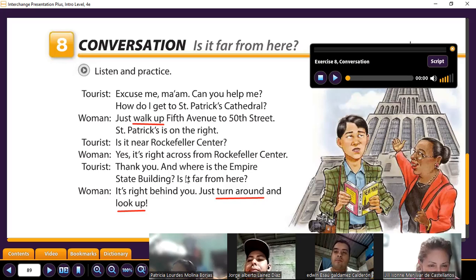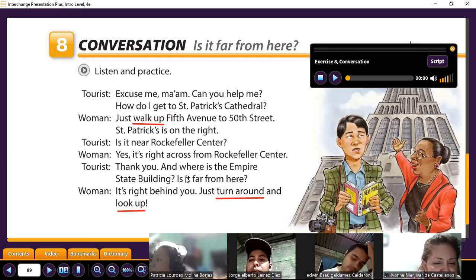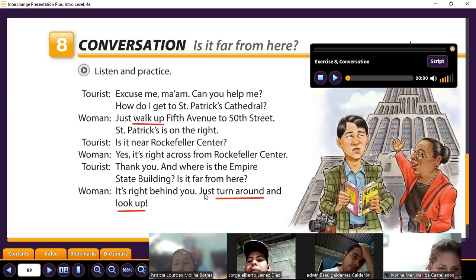Excuse me, ma'am. Can you help me? How do I get to St. Patrick's Cathedral? Just walk up 5th Avenue to 50th Street. St. Patrick is on the right. Is it near Rockefeller Center? Yes, it's right across from Rockefeller Center. Thank you. And where is the Empire State Building? Is it far from here? It's right behind you. Just turn around and look up.